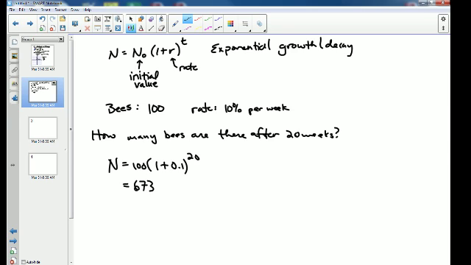Believe it or not, there's somebody in Colburn that has 100 bee colonies in his backyard.